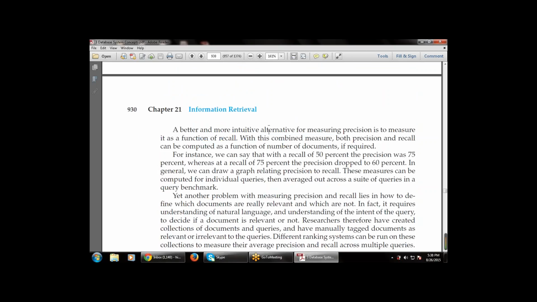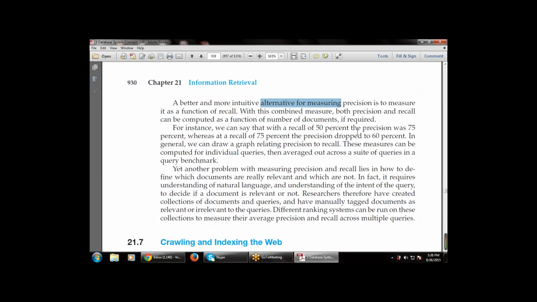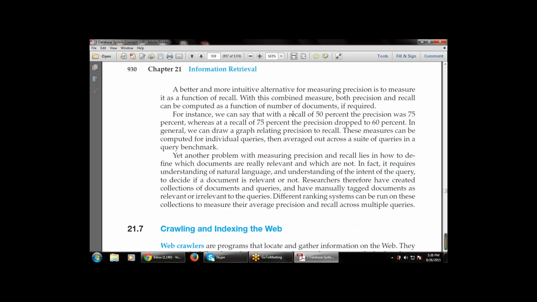A better and more intuitive approach for measuring precision is to measure it as a function of recall. With this combined measure, both precision and recall can be computed as a function of the number of documents if required. For example, at a recall of 50%, the precision was 75%, whereas at a recall of 75%, the precision dropped to 60%.